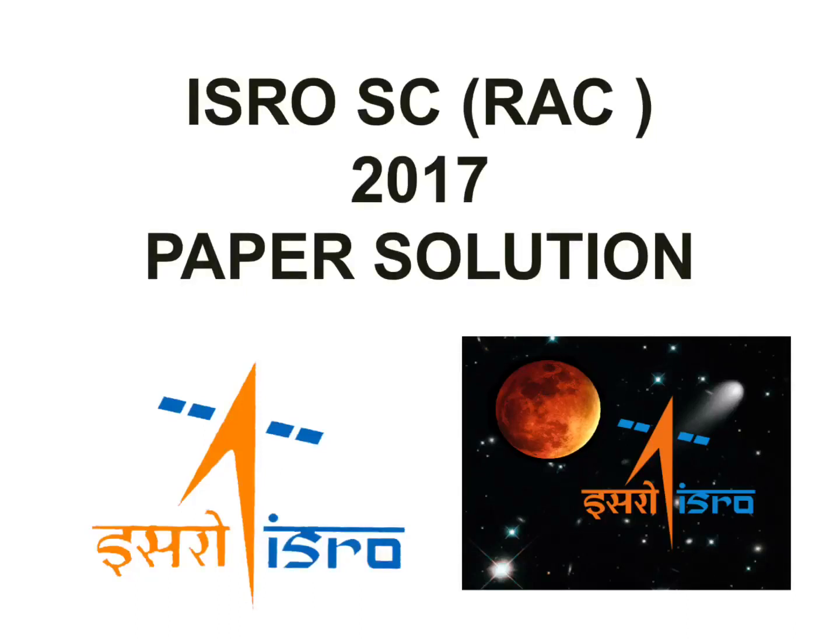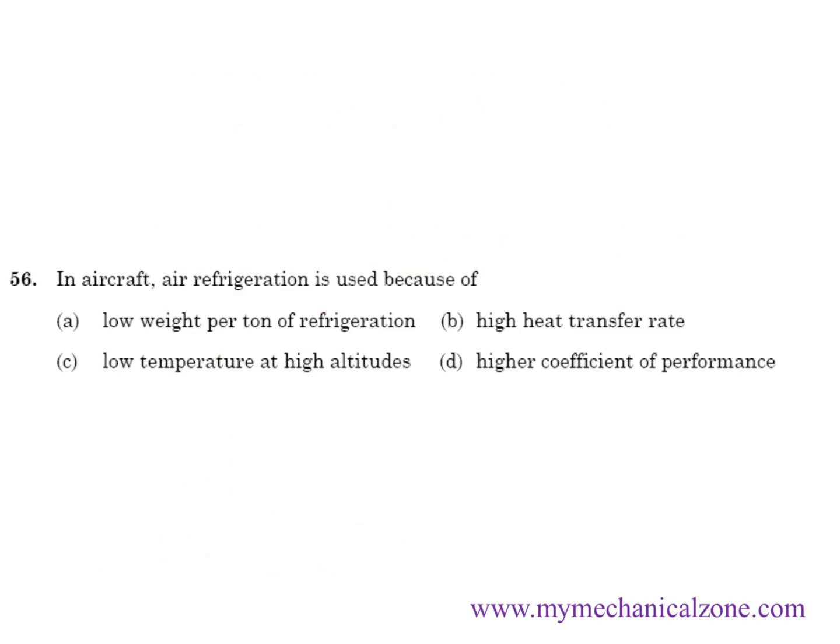In this video I will cover ISRO scientist RAC 2017. This is part 3. Question: in aircraft, air refrigeration system is used because of low weight per ton of refrigeration. Bell-Coleman cycle. Low weight per ton of refrigeration. That's why we are using air refrigeration system in aircraft.